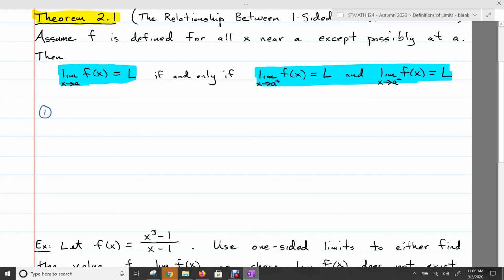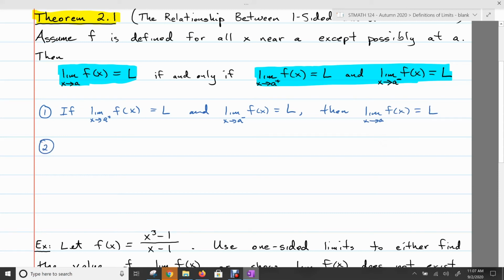What we can conclude on the basis of this is that if you know that both of those one-sided limits are equal to L, so if you examined somehow the one-sided limits separately and got the same answer, they agreed, then it tells you automatically that the two-sided limit is equal to L also.